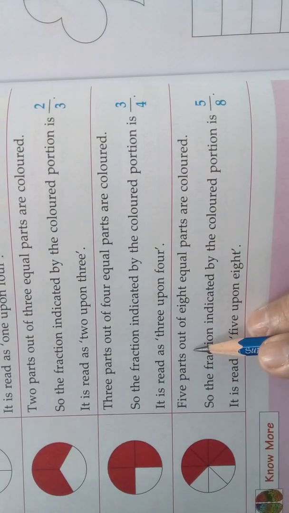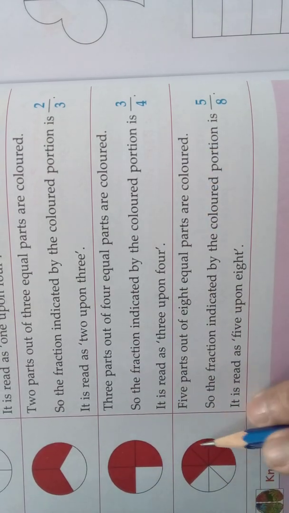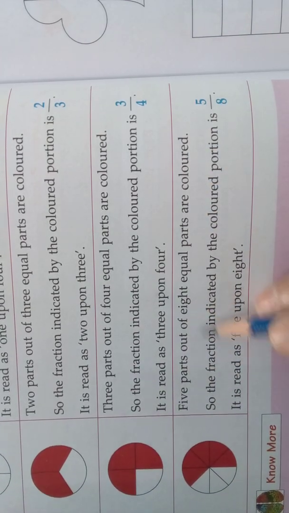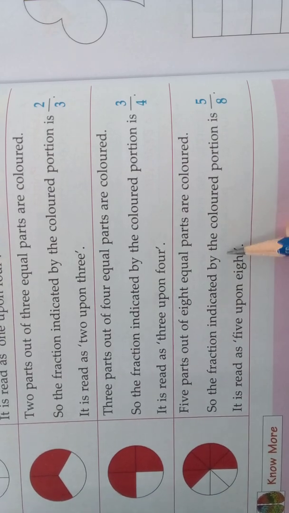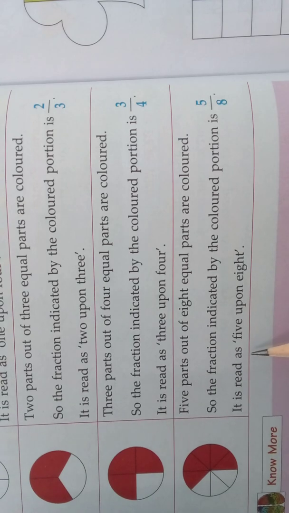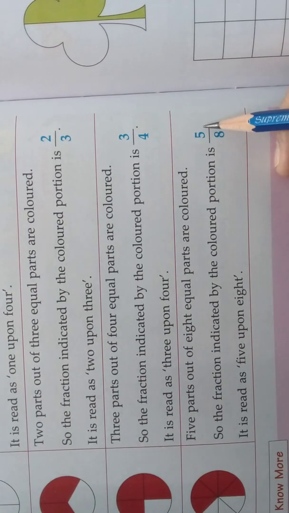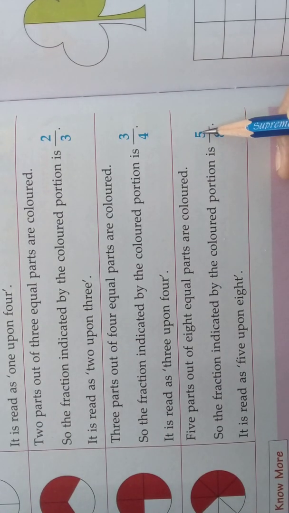Okay, 5 parts out of 8 equal parts are colored. Look here, out of 8 equal parts, 5 parts are colored. So the fraction indicated by the colored portion is 5 by 8, that is read as 5 upon 8. Understood, children? So here, see the upper part, the 5 here, it is called the numerator.